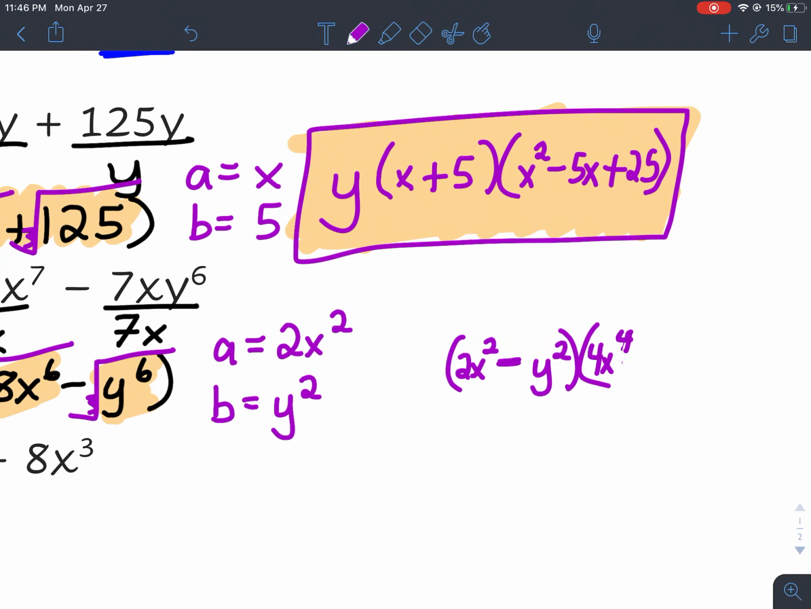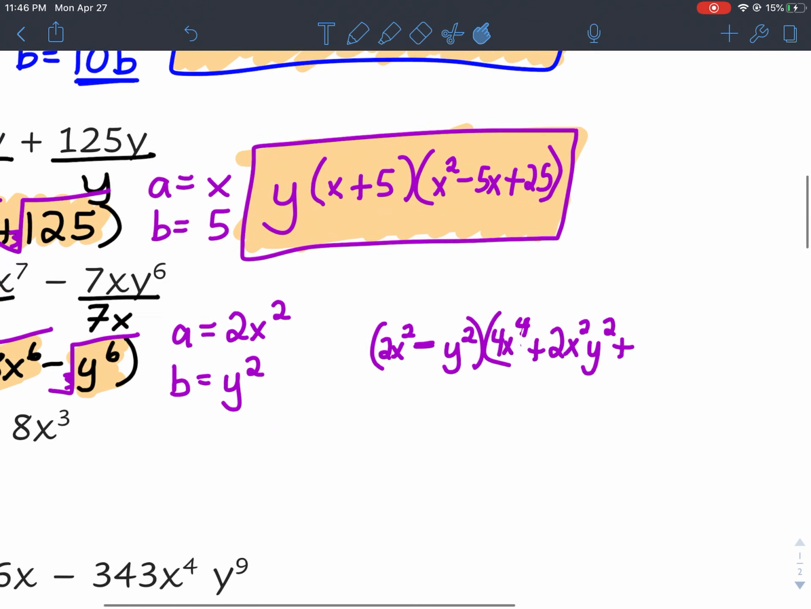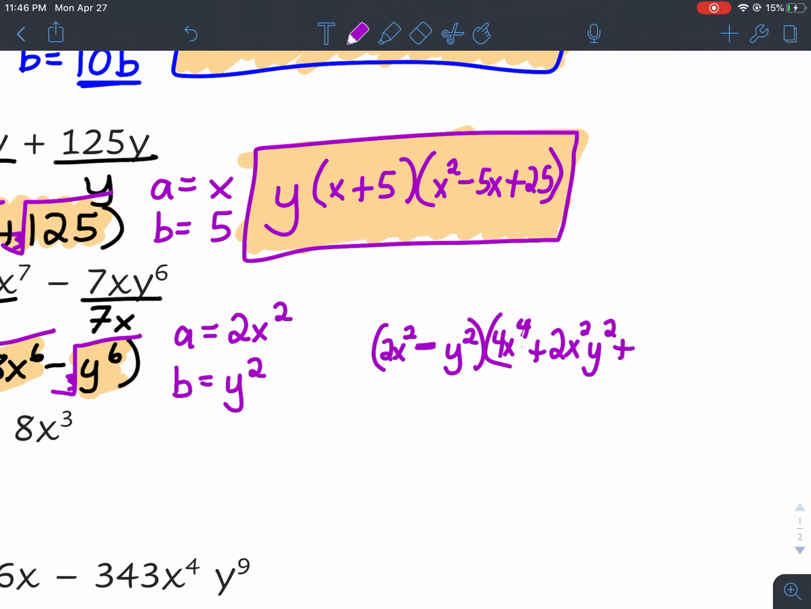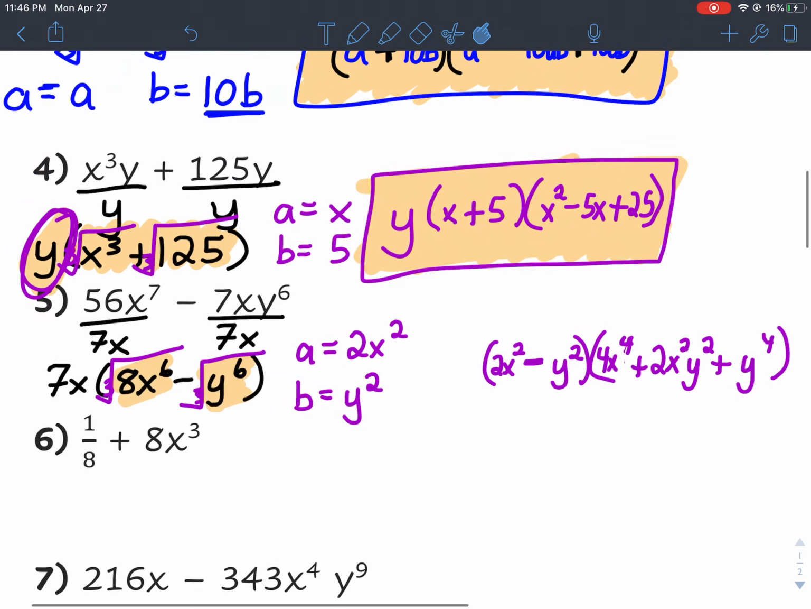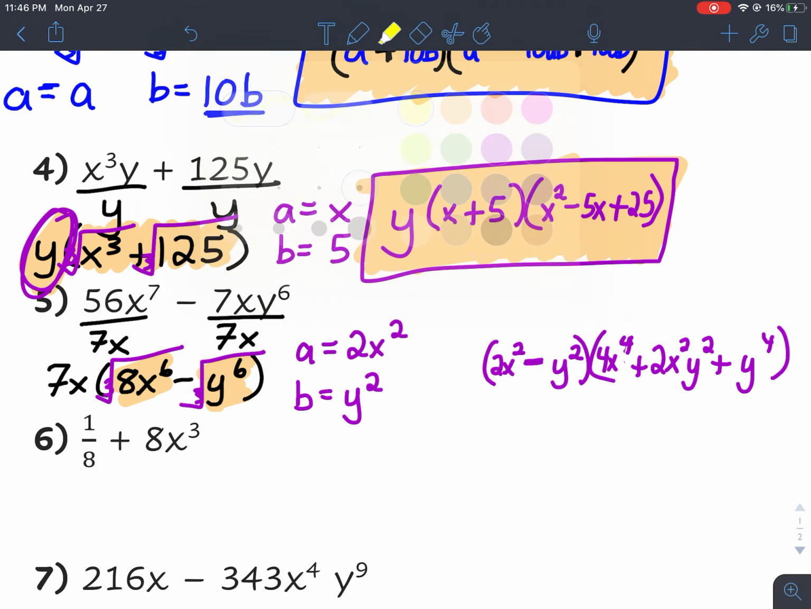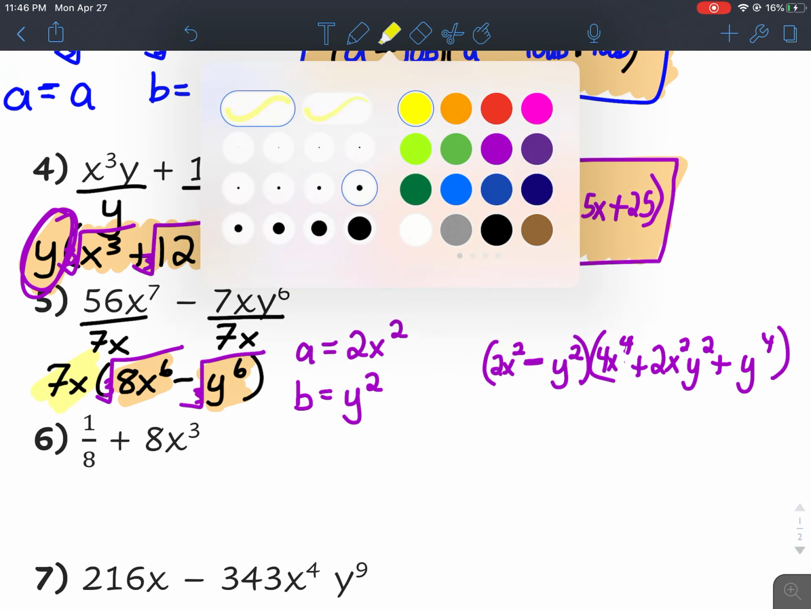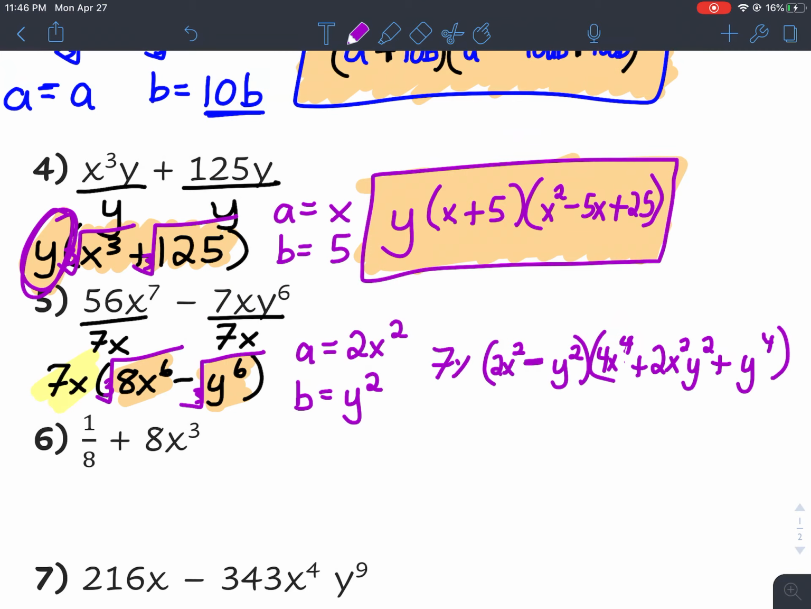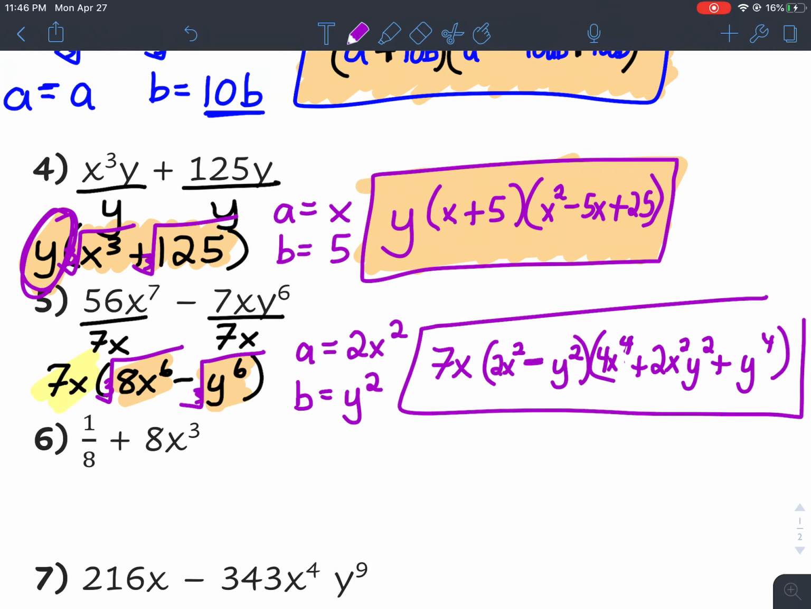Sorry, I didn't leave enough room. Positive. Okay, and then we square our b terms, so y squared times y squared is y to the fourth. And what's missing? The original GCF. So the original GCF, don't forget, was 7x, so that must go out front.